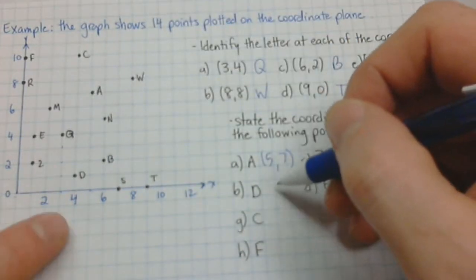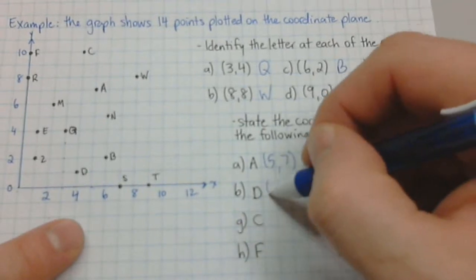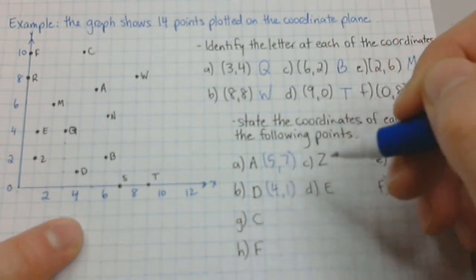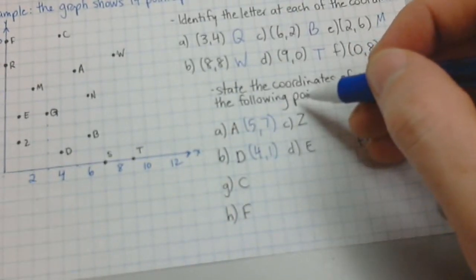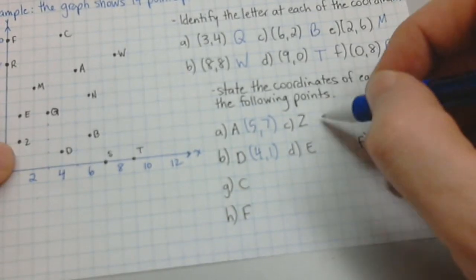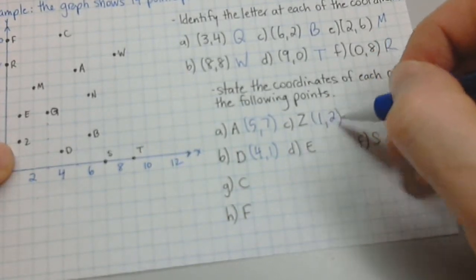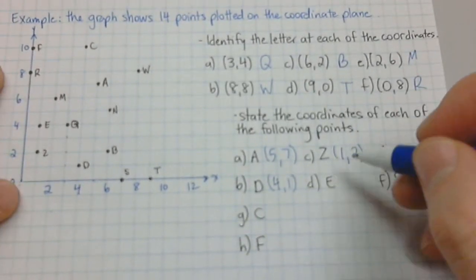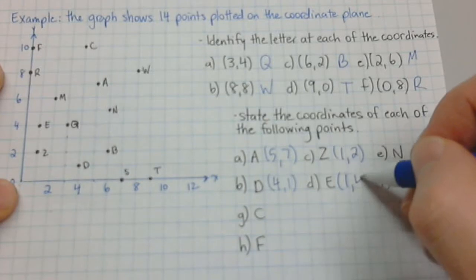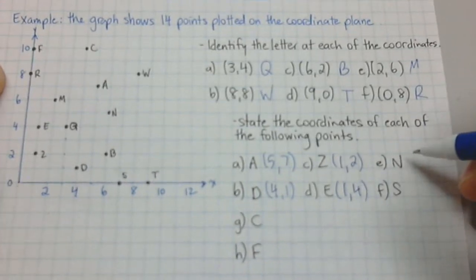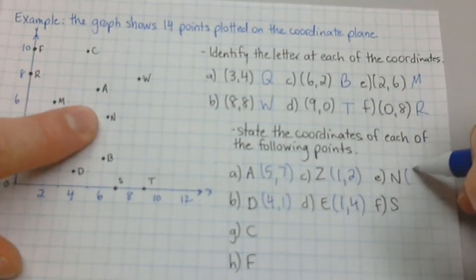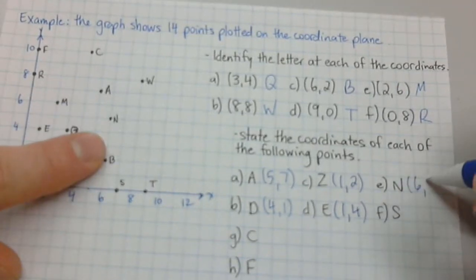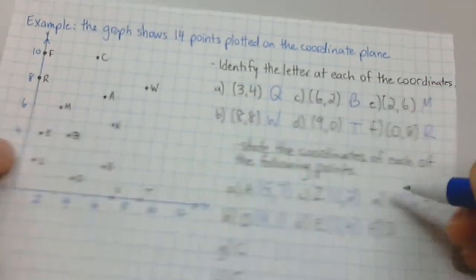Point D is right here. It's 4 to the right and 1 up. Point Z is right over here, and it's 1 to the right and 2 up. Point E is also 1 to the right, but it's 4 up. Point N is over here. It's 6 to the right and 5 up.